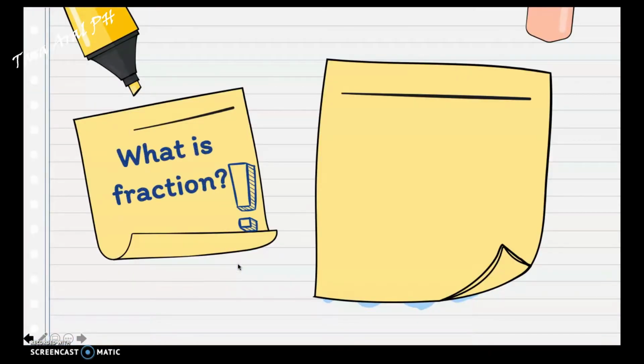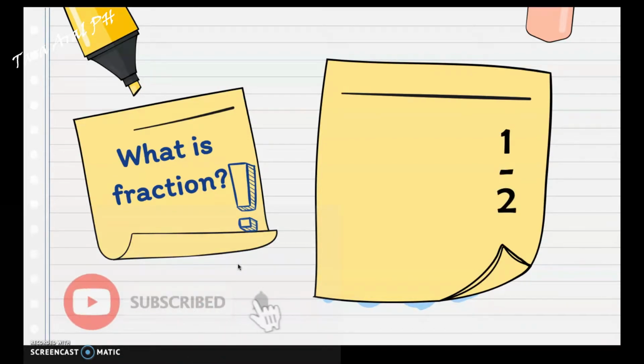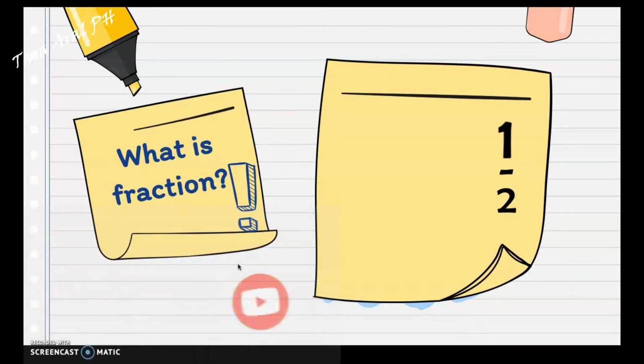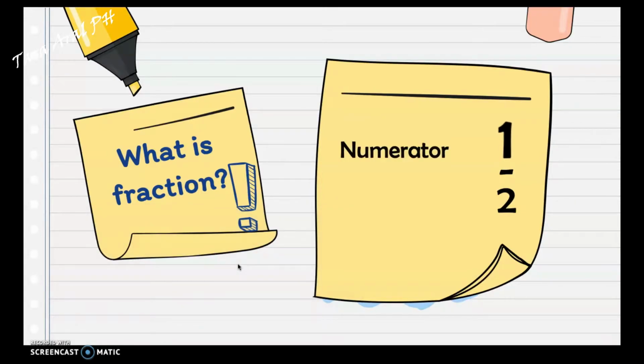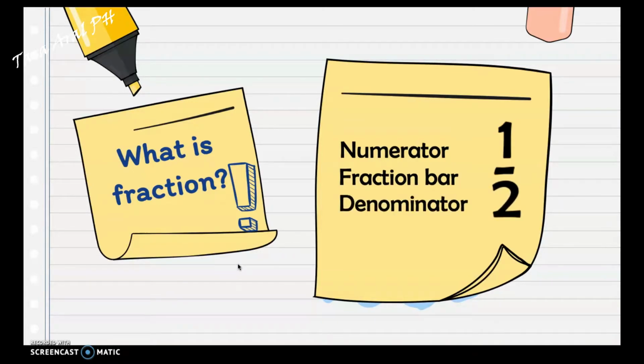Now, what is a fraction? A fraction is a number which can be written as the quotient of two whole numbers. This is an example of a fraction, 1 over 2. 1 is the numerator, which tells how many parts are taken from the whole. That's the fraction bar that separates the numerator from the denominator, and 2 is the denominator that tells how many equal parts the whole is divided into.